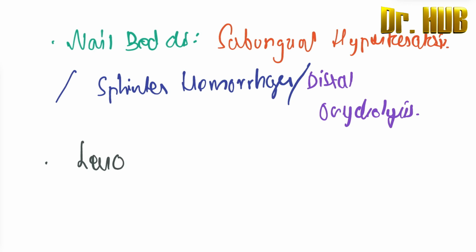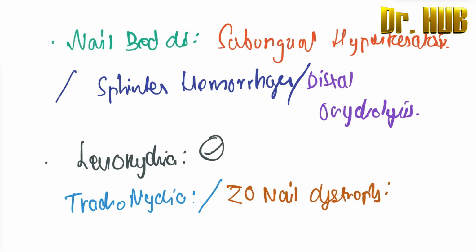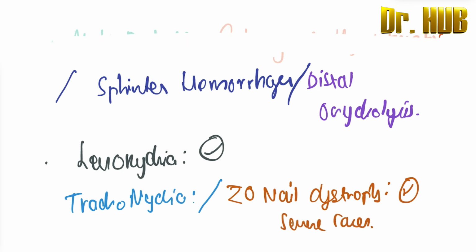Then comes leukonychia, which may also be present. Then comes trachyonychia, also known as 20-nail dystrophy. It may be present in severe cases.